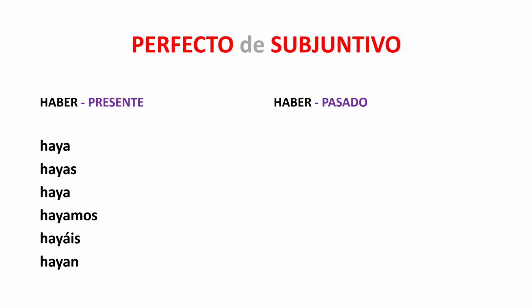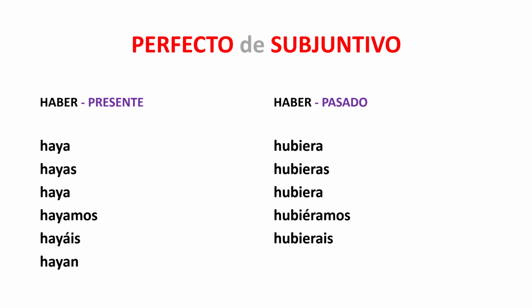Haber in the past tense, if you need to use it, will be hubiera, hubieras, hubiera, hubiéramos, hubierais, and hubieran. I had, you had, she had, we had, y'all had, and they had. Again, if you need to use the subjunctive in the past tense for haber, that's how you would use it. Let's look at some examples, starting with the present tense of haber in the subjunctive.